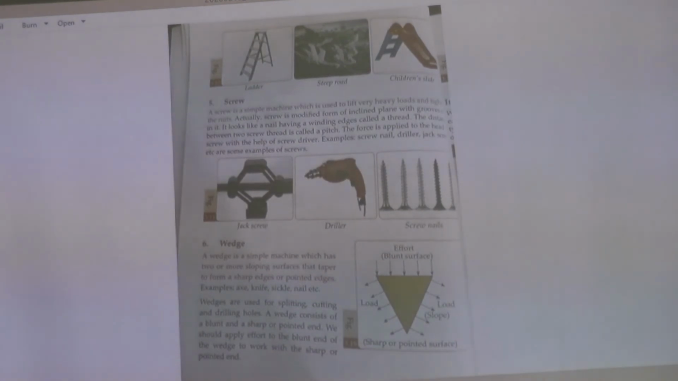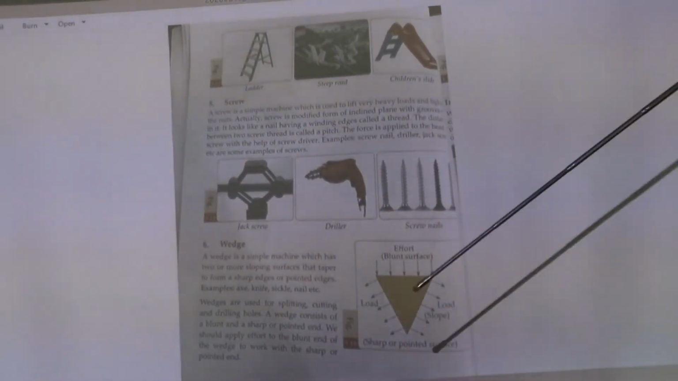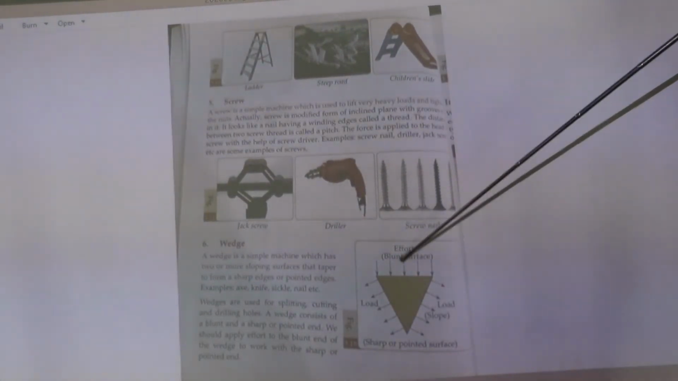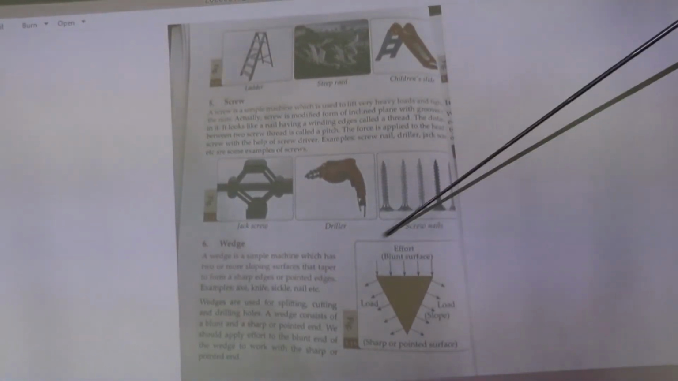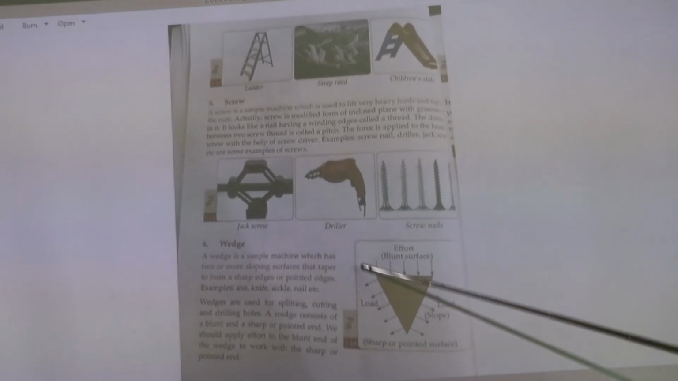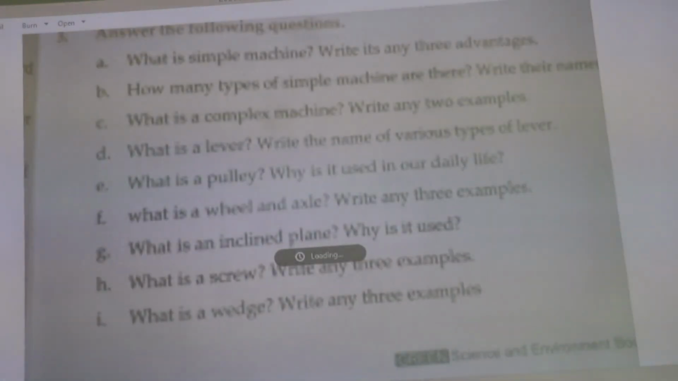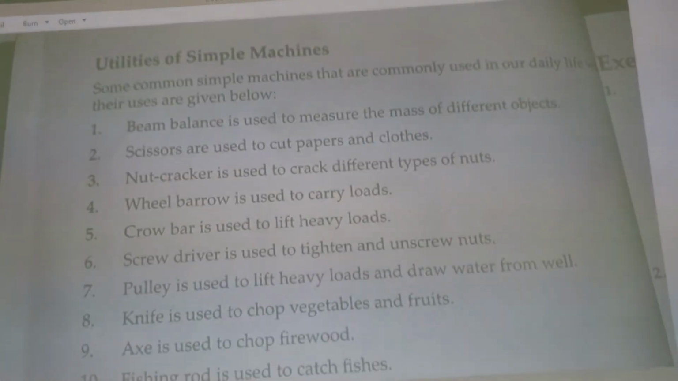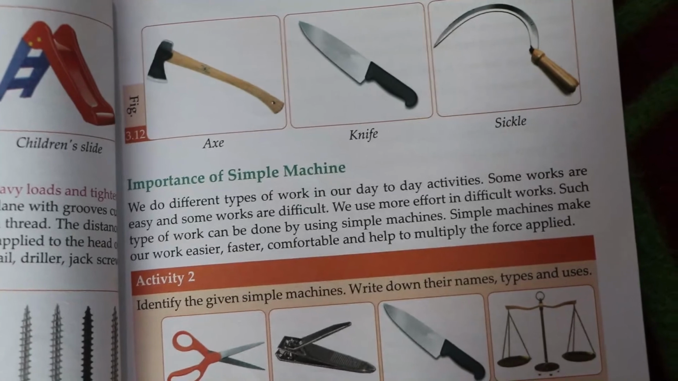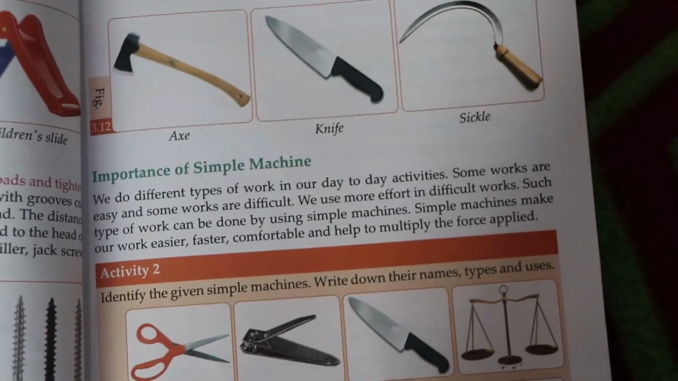We should apply effort to the blunt end. We should apply effort on the upper surface of this wedge, which helps to split, cut, and drill holes. Next. These are the examples of wedge: axe, knife and slide.